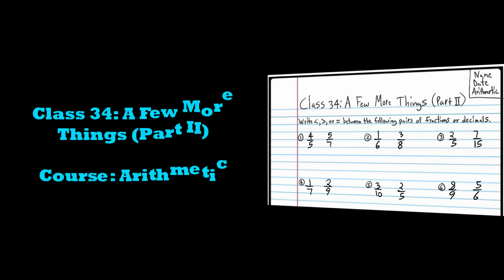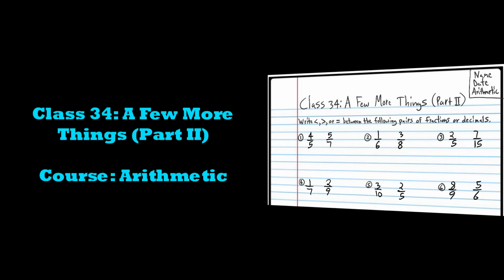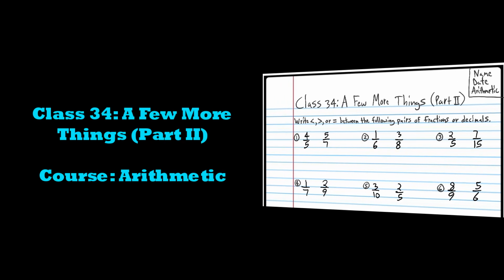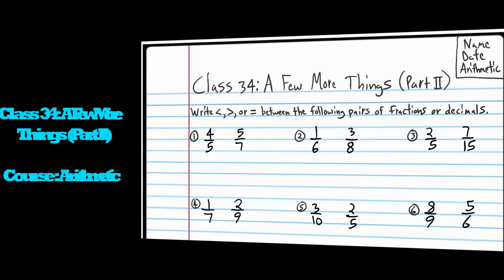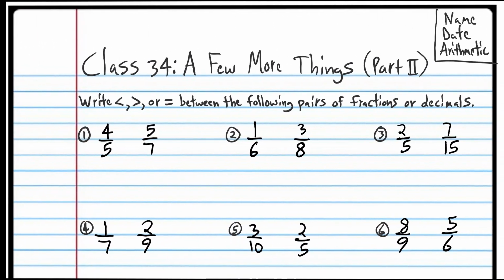This is class 34 of my arithmetic course. Today we're going to finish tying up loose ends. In the last class we started tying up loose ends, so we're going to finish that today. This class is entitled A Few More Things, Part 2. If you haven't done the homework completely and correctly from the last class, do that homework before watching this video.